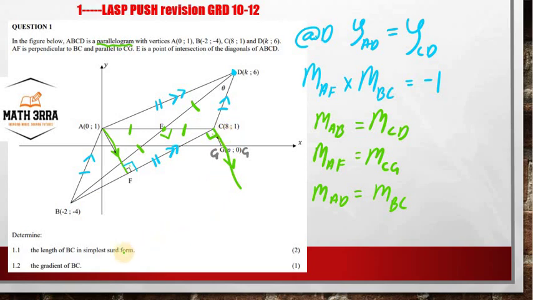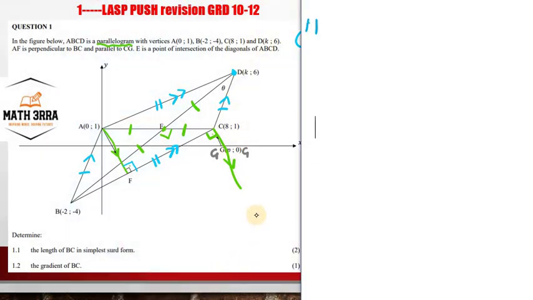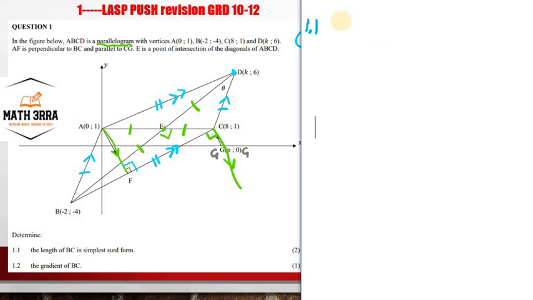Or calculate the length of BC in the simplest surd form. So whenever they say calculate the length, we don't think much. So for 1.1, it's a no-brainer for us. We have to calculate the length. When calculating the length, the first thing that comes to our mind is what?